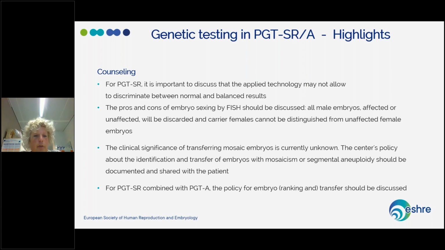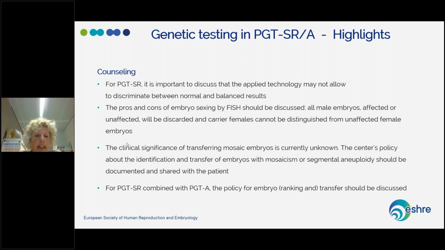So for PGT-SR, it is important to discuss that the applied technology may not allow to discriminate between normal and balanced results. Of course, there are techniques out there today that can do this, but if your technique cannot, then it's important to inform your patients on this. The pros and cons of embryo sexing by FISH should be discussed, which are that all male embryos, affected or unaffected, will be discarded, and that carrier females cannot be distinguished from unaffected male embryos.